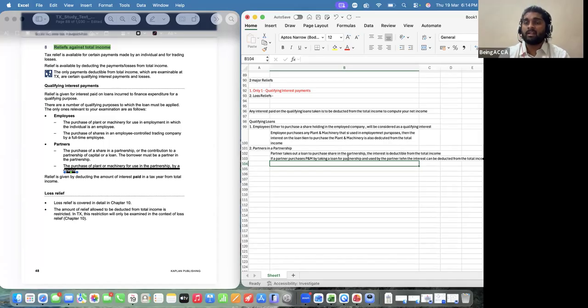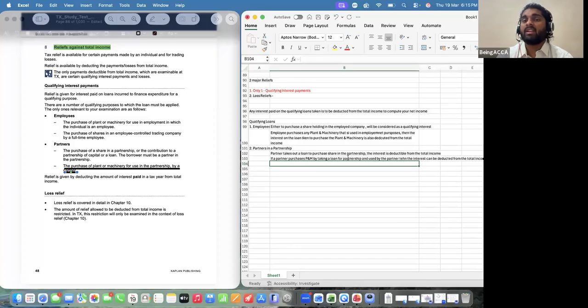But the second case is when you're in a partnership. I am a partner and I take out a loan to purchase a share, because I want to become a partner in a partnership. The interest is deductible from total income. Always remember, it is to be deducted from total income.